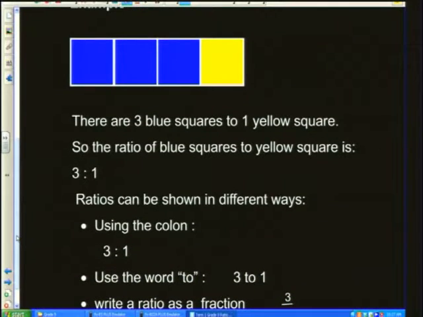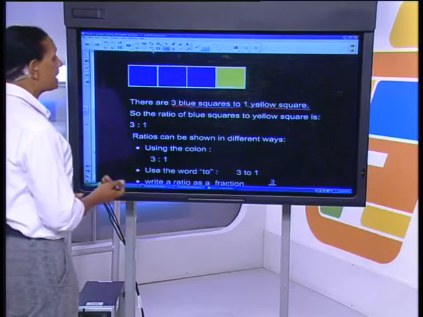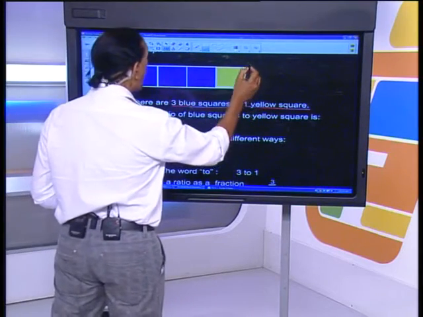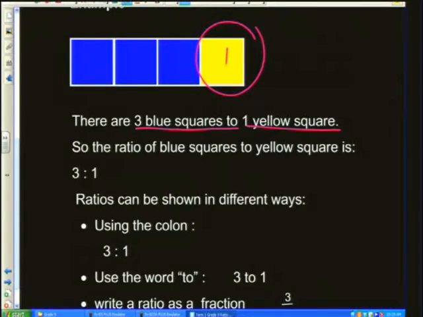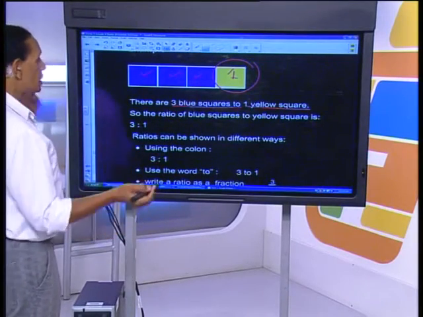Now, let's look at the example. What do we have here? We have 3 blue squares and we have 1 yellow square. All of them are squares. So if I need to compare them, I would say for every one yellow, there are 1, 2, 3 blue ones. So for every 1 yellow, there are 3 blue ones. Can you see? So be careful now.